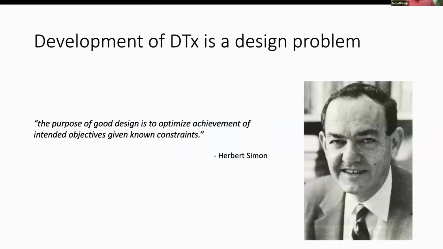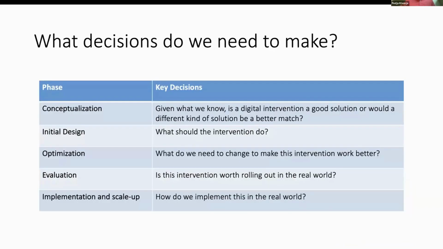This often has to do with the effectiveness of the health intervention, given the known constraints, right? And these constraints have to do with the environment in which the people that we're trying to serve live and work, right? Cost constraints, time constraints, and so on. So the reason that I think of this as a design process is because it allows us to think of each one of these phases as having to do with certain key decisions that you're trying to make.